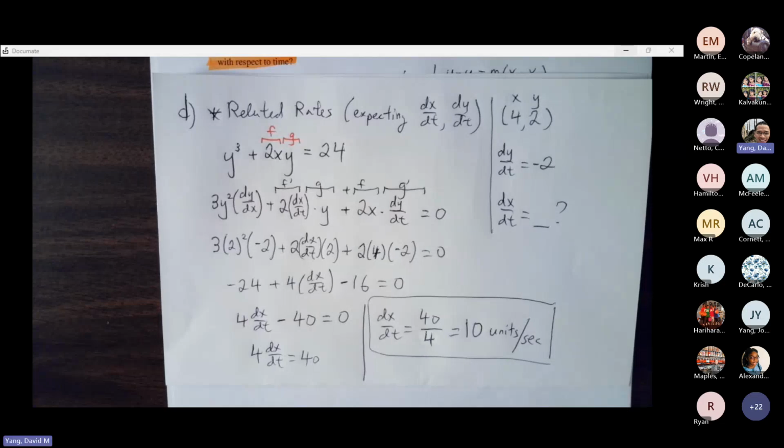I think on my key, I accidentally put dy/dt. It should be dx/dt. Okay, number 6.